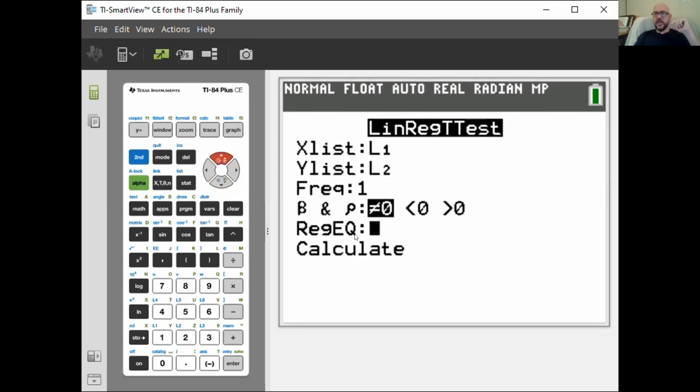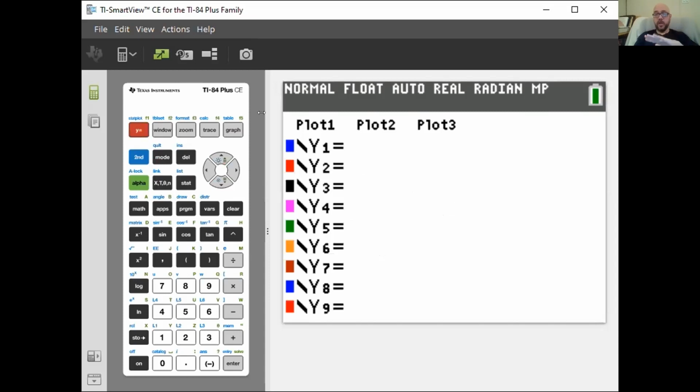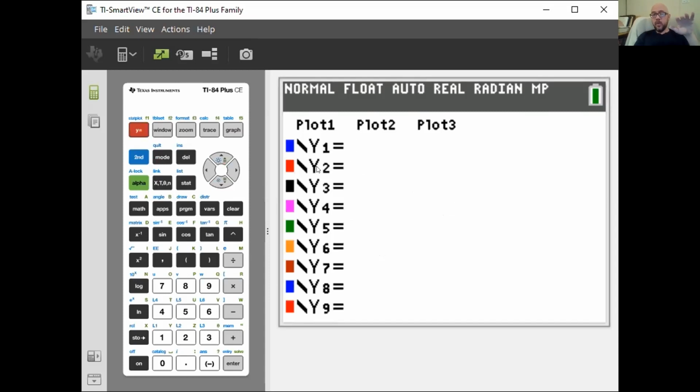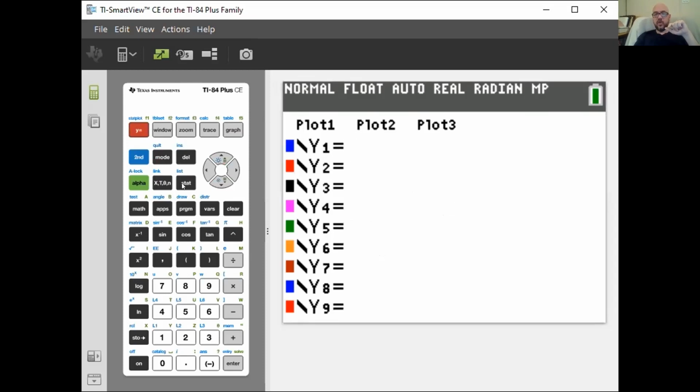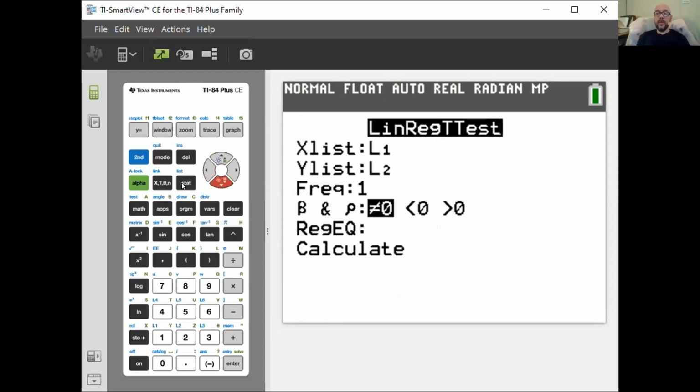This RegEQ says regression equation. That's what it's asking for. And so what you want to do is put in a variable where it will store that. And I'll show you what I mean. So here's the idea. If you go to Y equals, now you don't have to go to Y equals when you do this, but notice that we've got Y1, Y2, Y3, etc. So what I'm going to do is put Y1 into RegEQ. So let me go back to that real quick. I'm going to put Y1 into RegEQ, and then it will store the equation that it makes into Y1, and then we just have it in there.